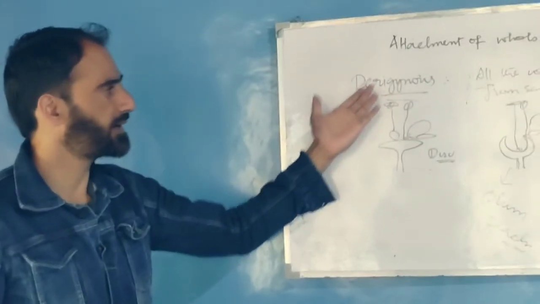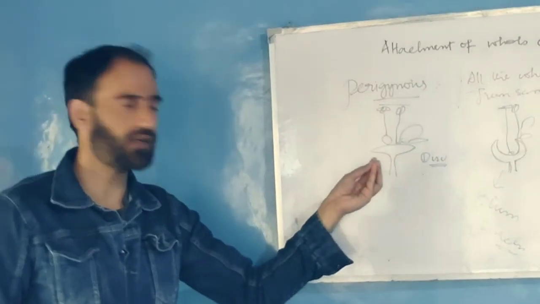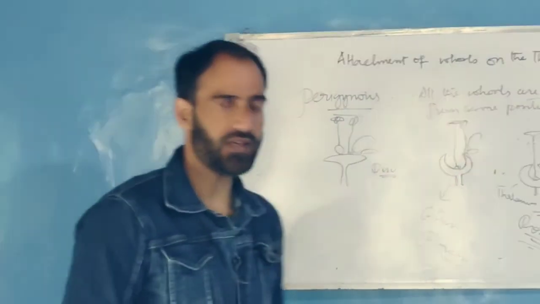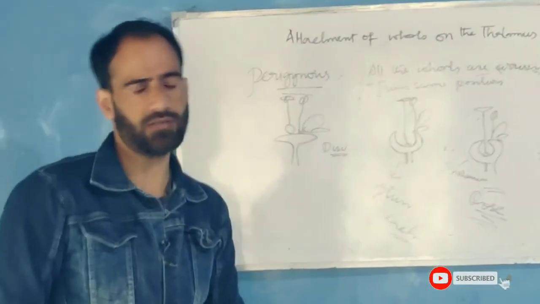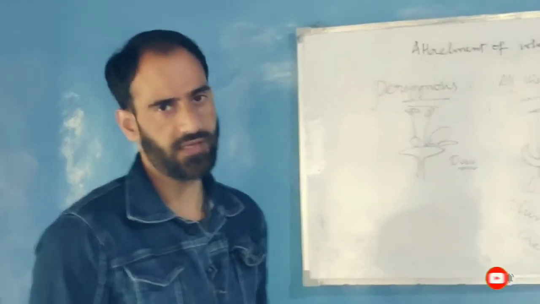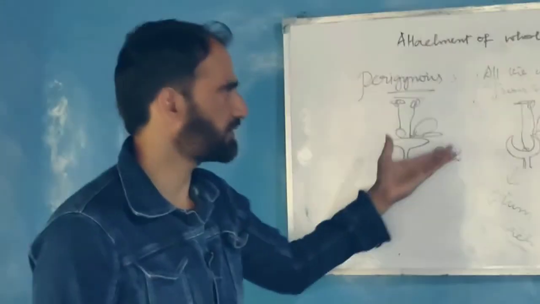So this was all about the perigynous type of position of flowers, and with this we have completed the important terminologies of the flower. In the next lecture we will continue with the part wise whorls.